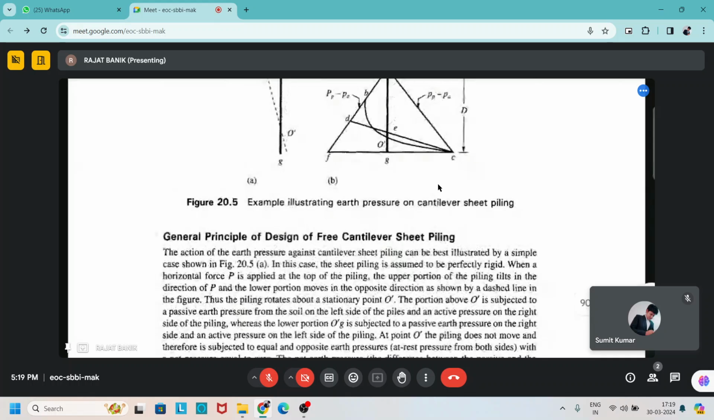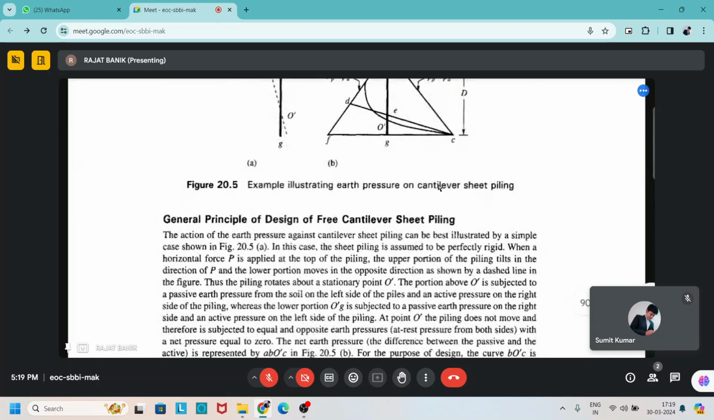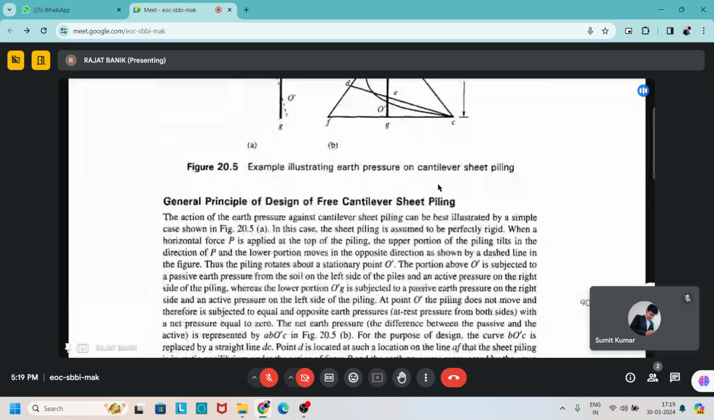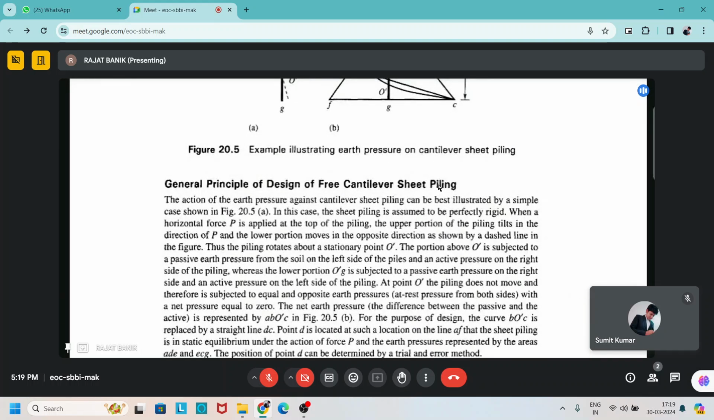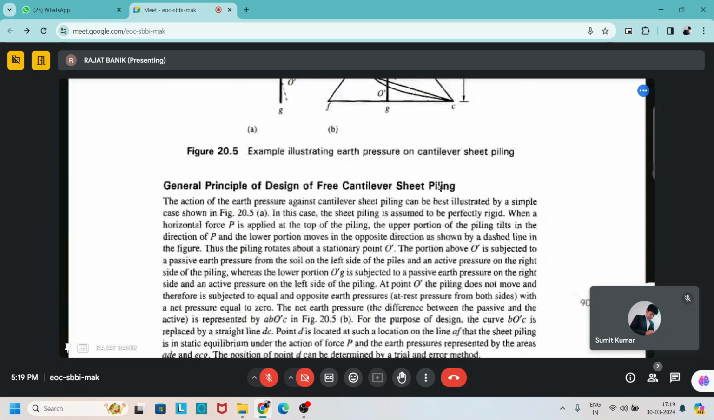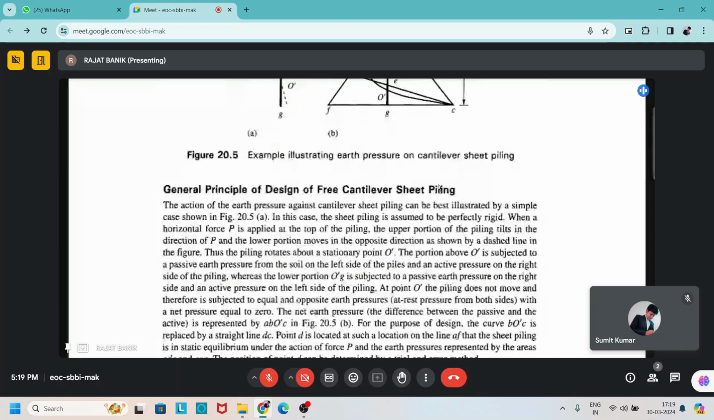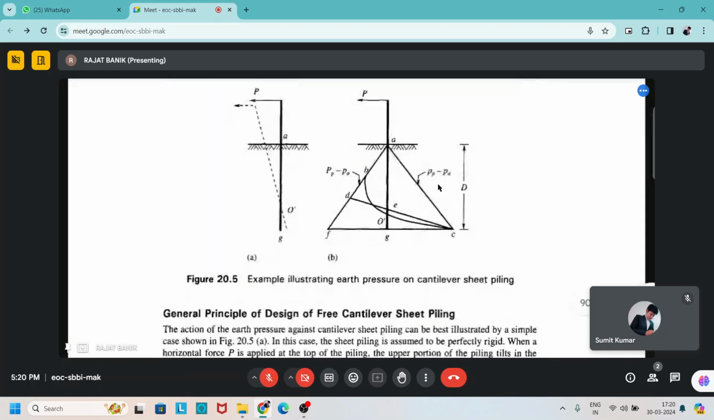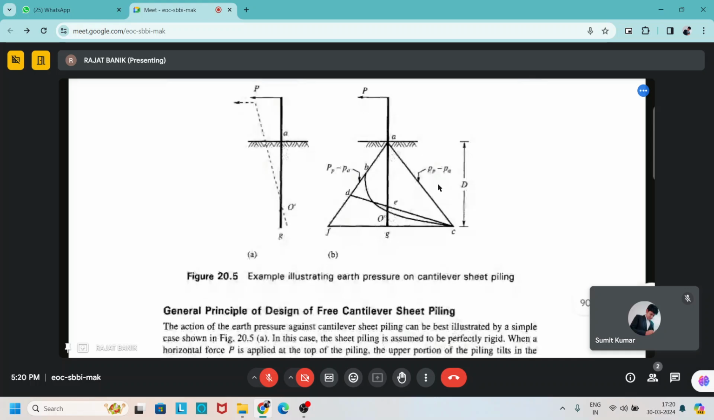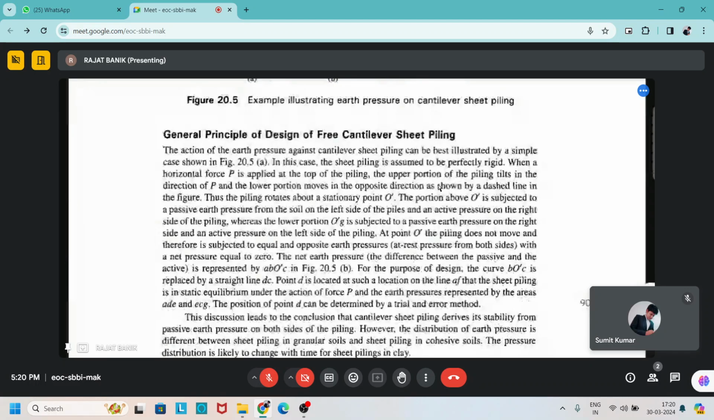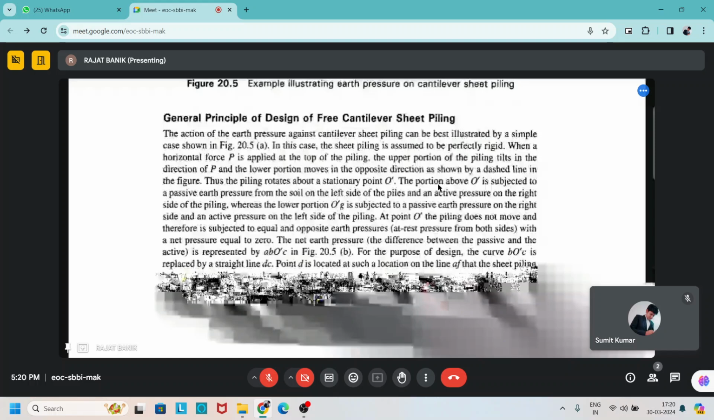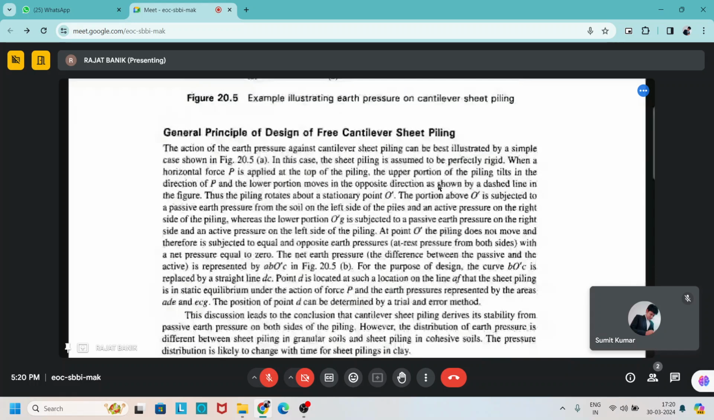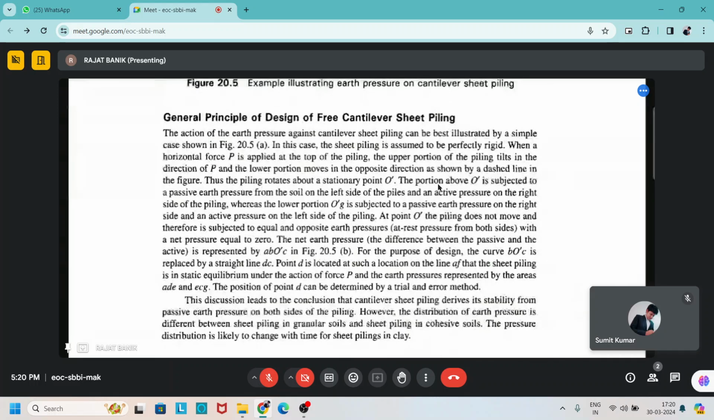The net earth pressure, the difference between the passive and the active, is represented by A B O dash C in figure B. A B O dash C is the net earth pressure difference.